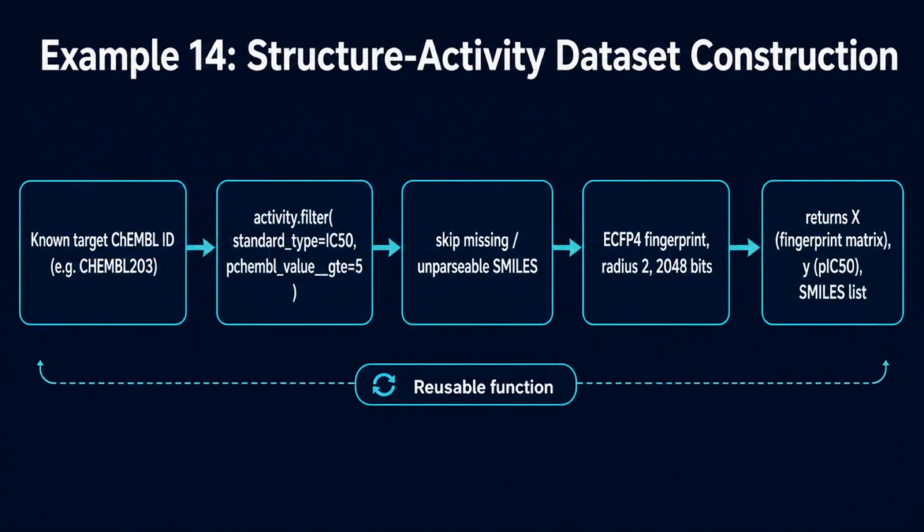Example 14 builds a complete dataset pipeline as a reusable function. You are handed a target ChEMBL ID that you already know. The search step was example 11. It retrieves IC50 records with pChEMBL value greater than or equal to 5, skips entries with missing activity or SMILES that RDKit cannot parse, and turns each valid molecule into a 2048-bit ECFP fingerprint. It returns 3 things: the fingerprint matrix X, the pIC50 vector Y, and the SMILES list. This creates a ready-to-use dataset for training machine learning models.